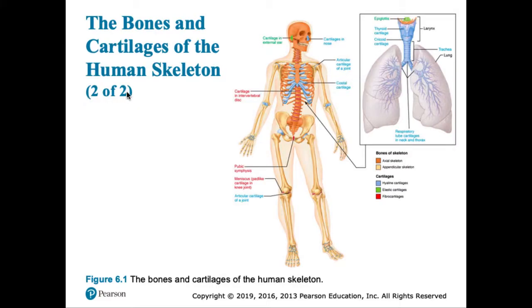And so you can see here, this is just that image again of that cartilage and bone on that human skeleton. It's a little bit closer, up close so you can see it a little bit better in this image, looking at both the axial skeleton in that darker orange and the appendicular skeleton in that tan. And of course the cartilage is also noted there as well.